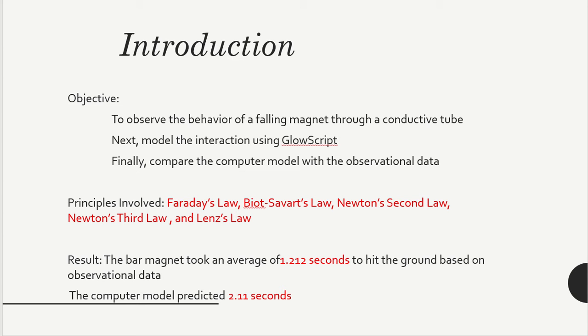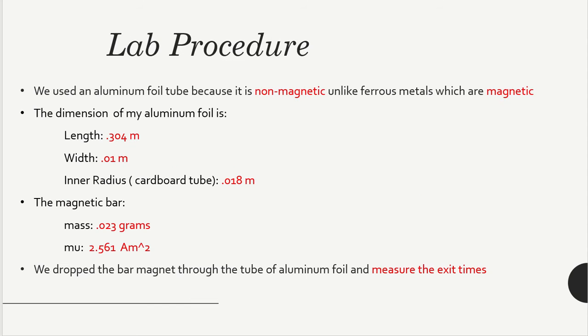The results from my observational data are that the bar magnet took an average of approximately 1.2 seconds to hit the ground, and the computer model predicted approximately 2.1 seconds, a significant difference.